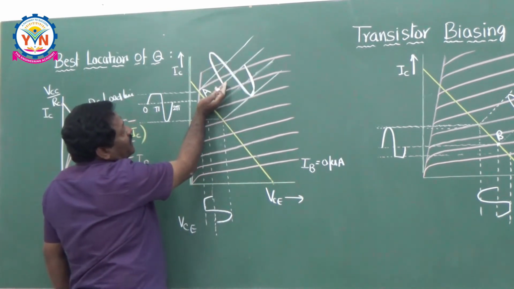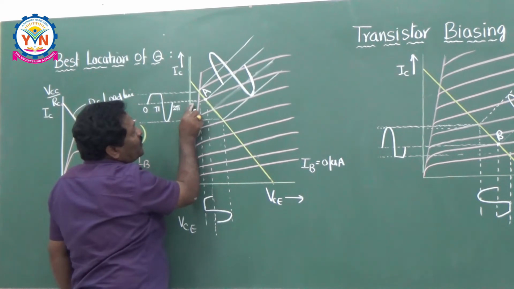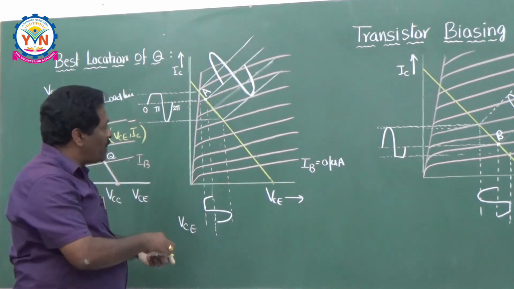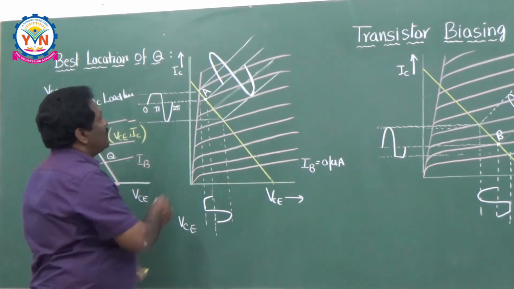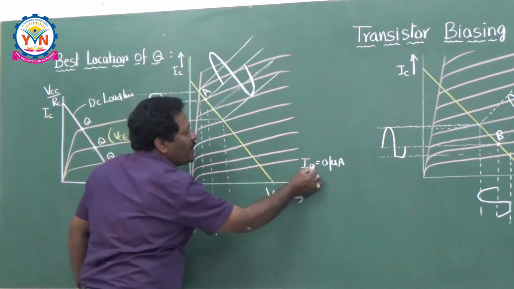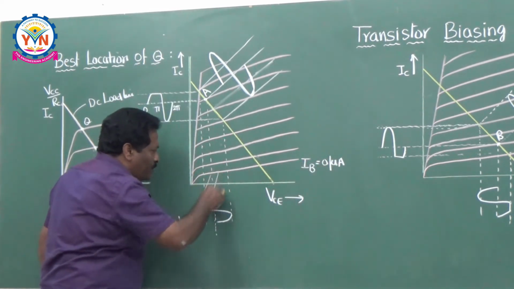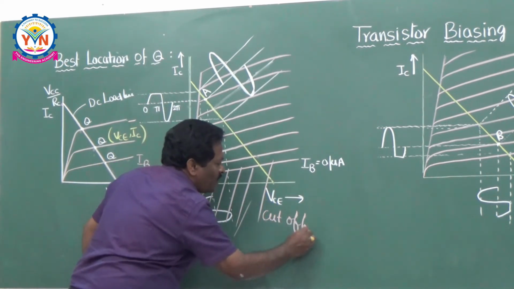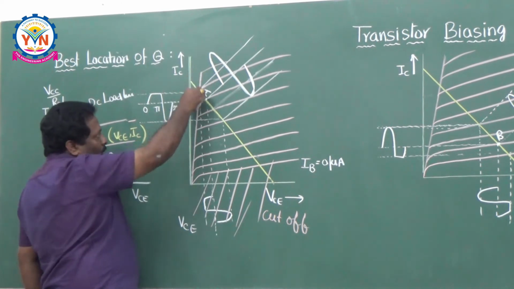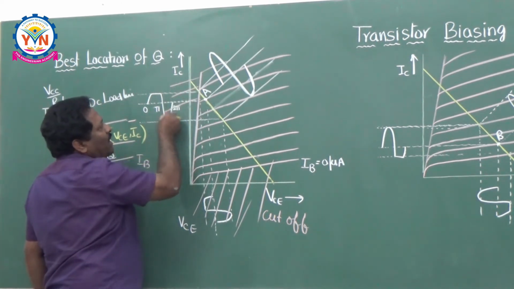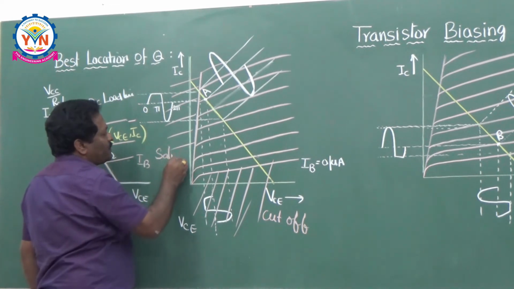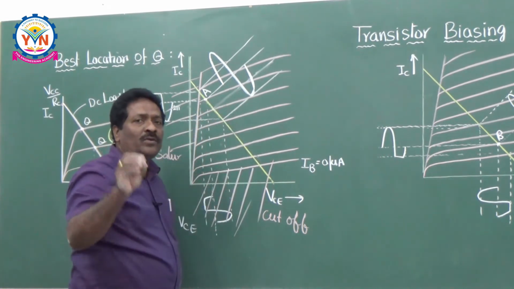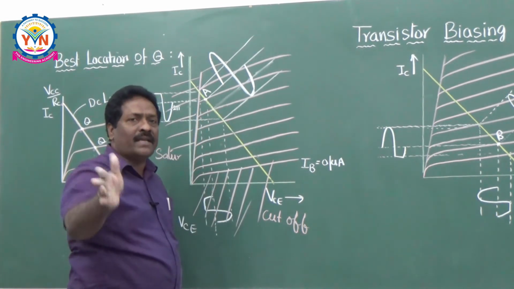If the operating point is fixed at this point, that means near to the saturation region. I think you have remembered these CE characteristics. In CE characteristics, if you take IB equal to 0 microamperes, the region below this IB equal to 0 is called the cutoff region. The region on the left side of this line is the saturation region. So this is the active region. In this active region only we have to utilize the transistor as an amplifier.